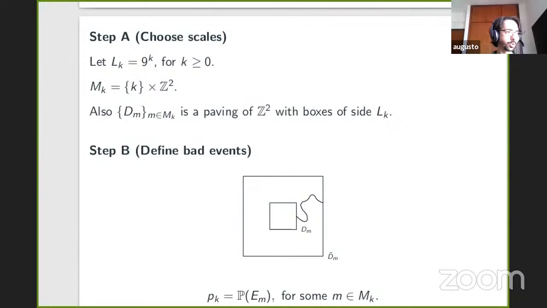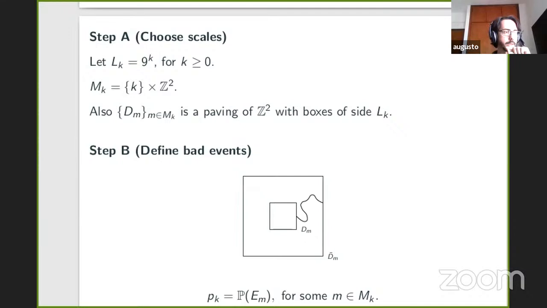For this proof, we're going to choose the scales as a geometrically growing sequence. The scales are always going to be called L_k, and we just choose 9 to the k. Why not? And now I'm going to introduce this notation M_k, which is just a way to pick an index.